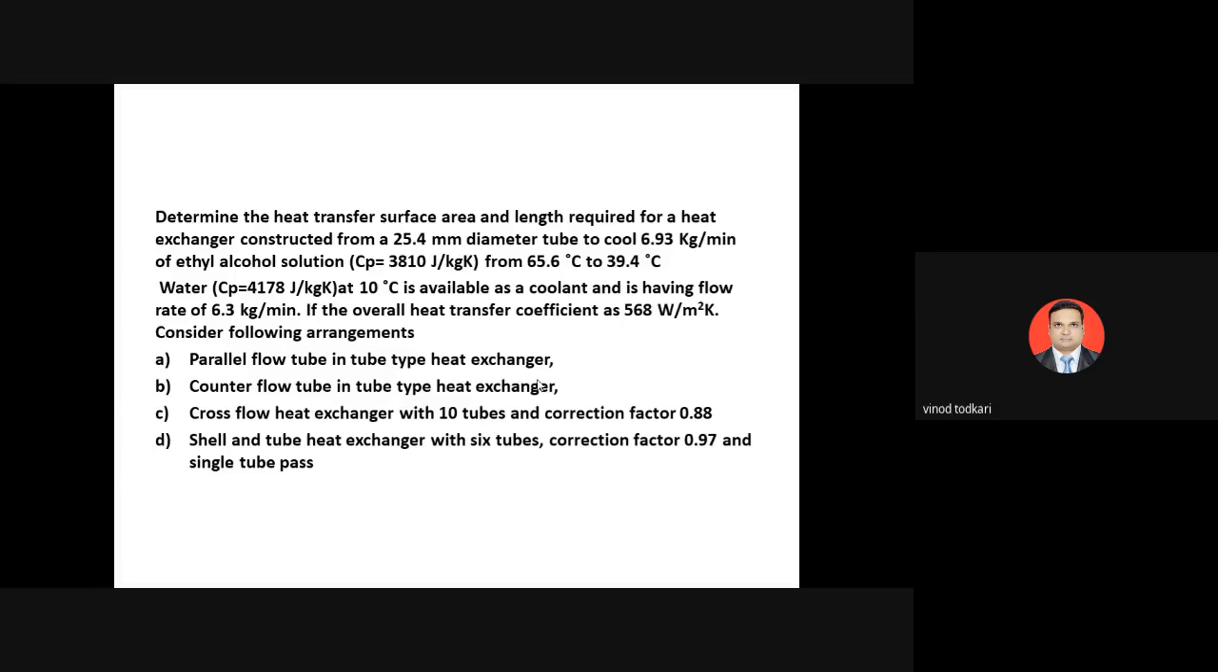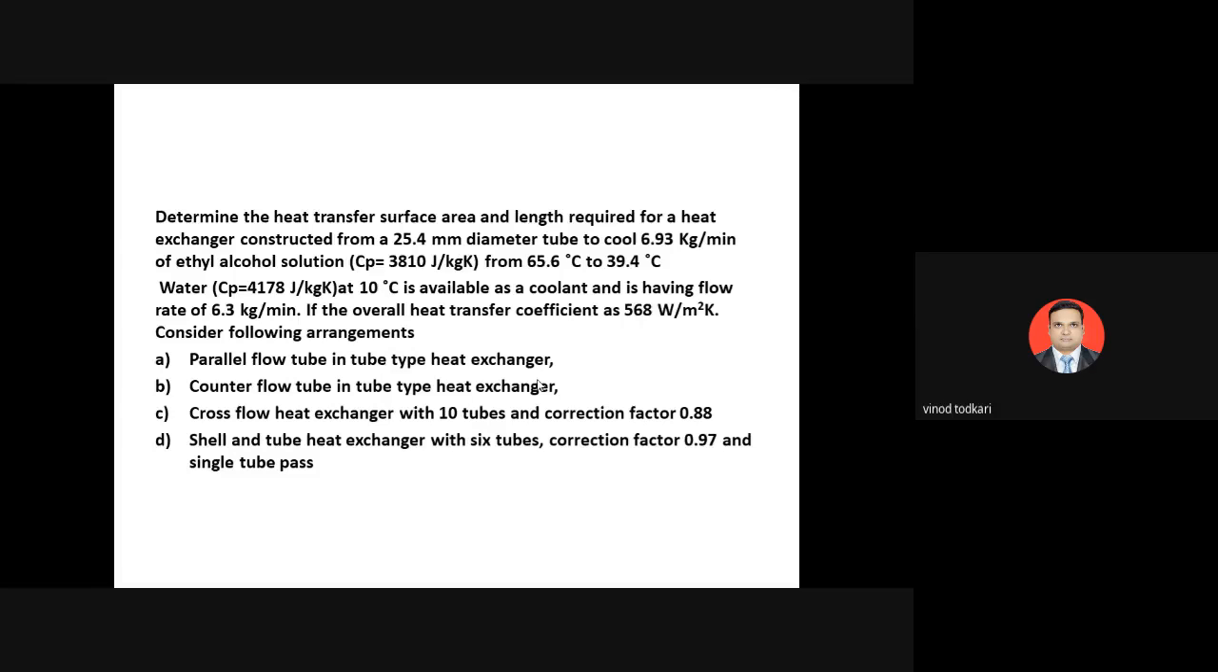Now, to cool 6.93 kg per minute of ethyl alcohol solution. Now, ethyl alcohol is to be cooled. So, ethyl alcohol is nothing but the hot fluid, right? 6.93 kg per minute. So, what is given? Mass flow rate of hot fluid. It is given as 6.93 kg per minute.